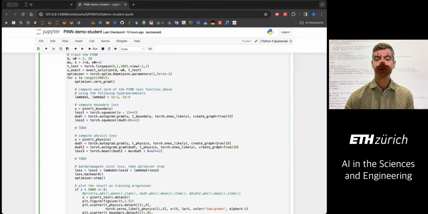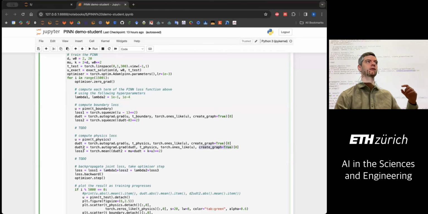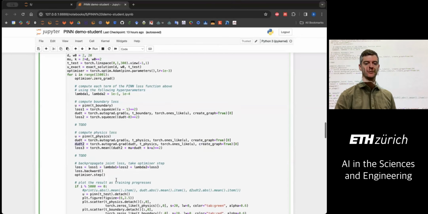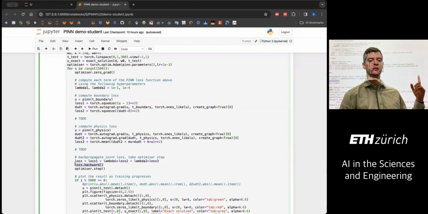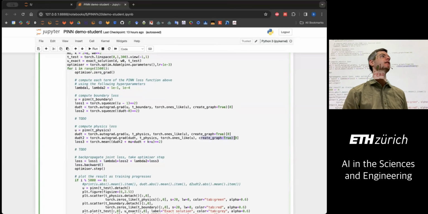Yeah, so we do need to do create_graph equals True here because we need to differentiate through this derivative when we're getting the gradient of the loss function with respect to the weights. So the final torch.grad call is this loss dot backward. So we need to build that graph to be able to differentiate through it when we update the weights. Does that make sense? Okay. Anyone else?